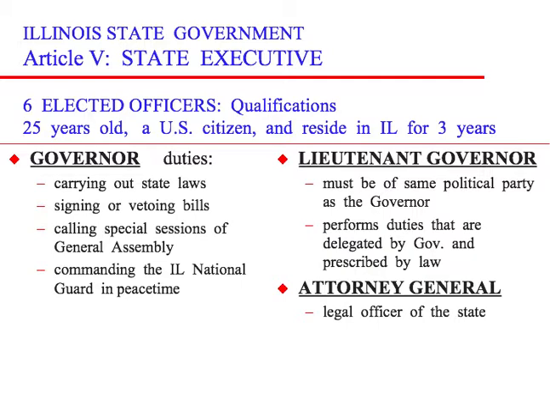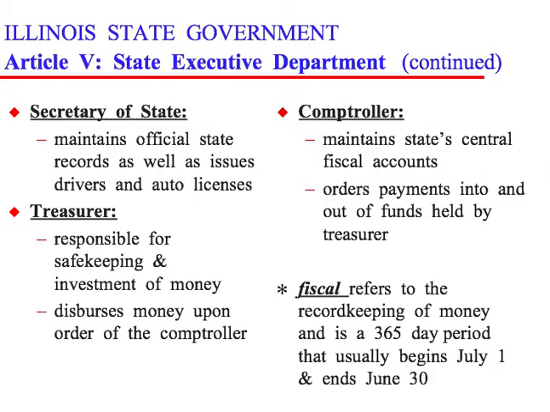The lieutenant governor is kind of like the vice president, usually from the same political party, runs alongside, sometimes performs duties that are delegated by the governor. Then the Attorney General is your legal officer, your top lawyer for the state. Your Secretary of State maintains official state records as well as driver's license. So we know Jesse White as the individual in Illinois.